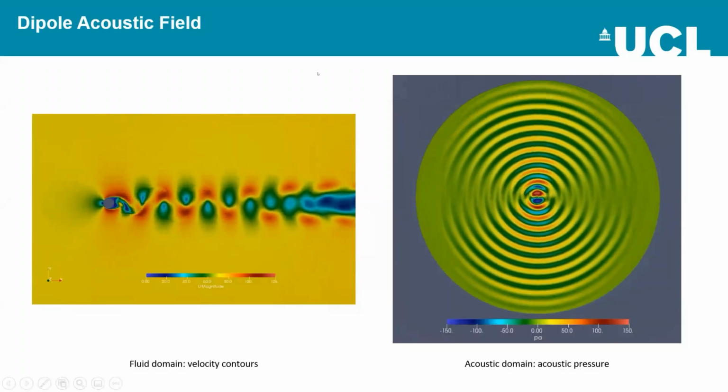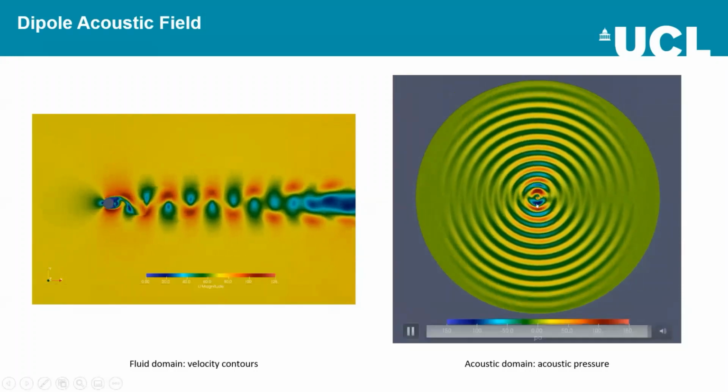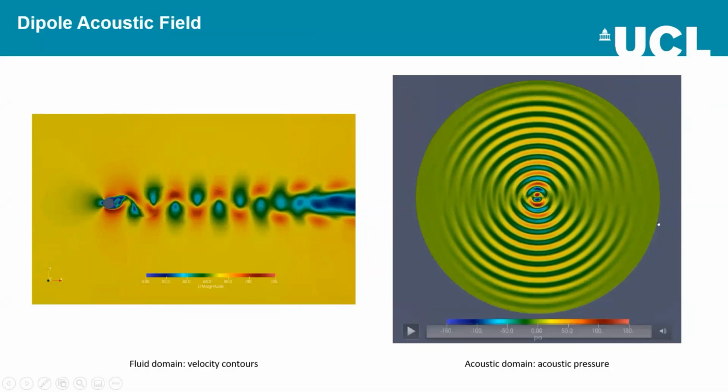So this shows this nice relationship between the fluid flow and the acoustic field. And that's one of the really nice things about these hybrid methods: you get a huge amount of visual information that helps you to understand the underlying physics.